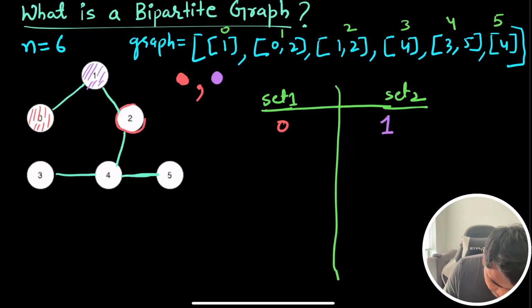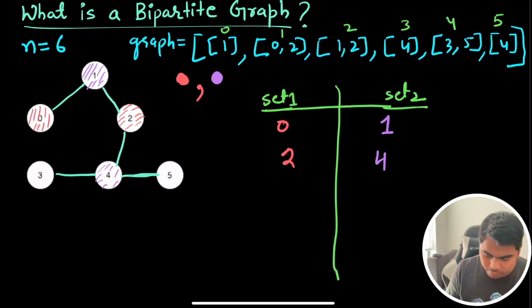So this one will be assigned basically red, and it needs to be put into the group set 1. So 2. Then what are the neighbors of 2? 2's neighbor is 4. So then we'll flip the color this time. 4 will be added to set 2. Then what about neighbors of 4?